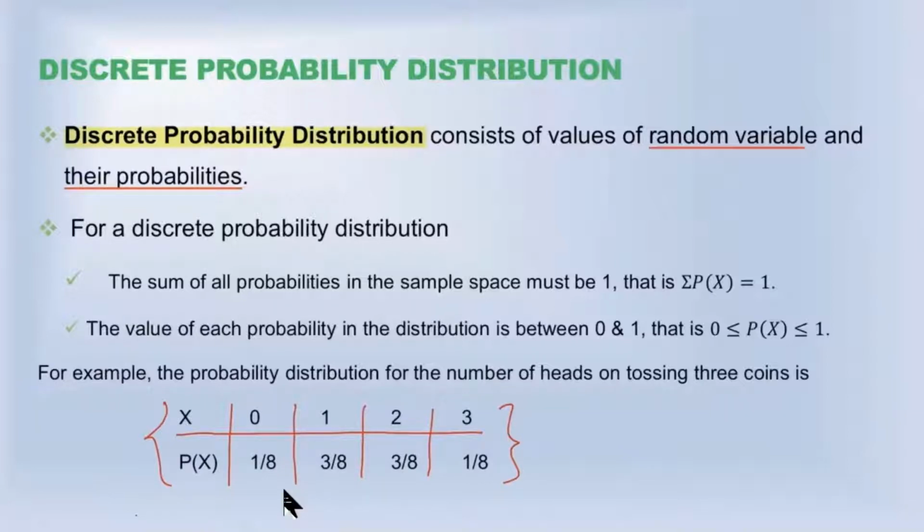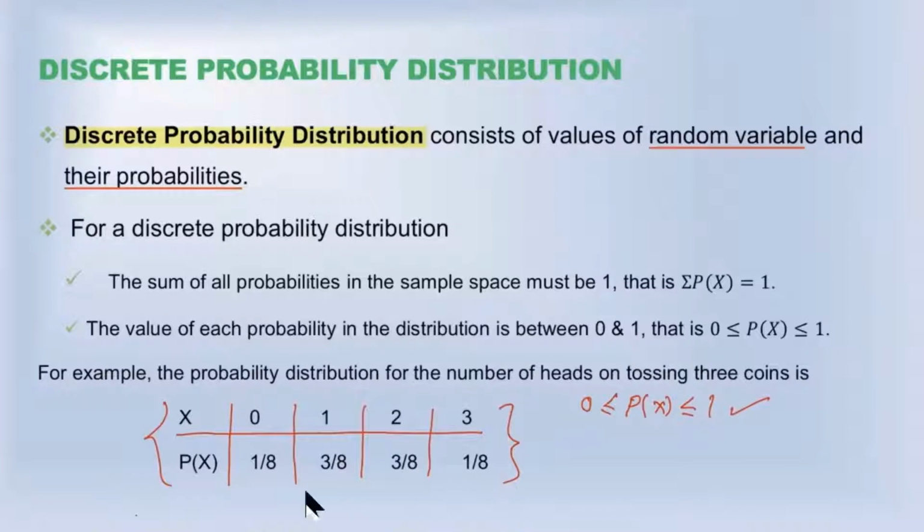The first one is the probabilities P of X, these values must be between 0 and 1. So if you look at the values of probability, 1/8 is less than 1, 3/8 is less than 1, 3/8 less than 1, 1/8 less than 1. Less than 1, but more than 0. So if the probabilities are between 0 and 1, that is the first condition. All probabilities must be between 0 and 1. The value of each probability in the distribution must be between 0 and 1.